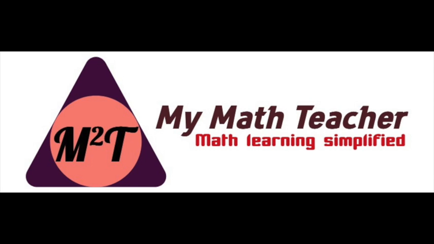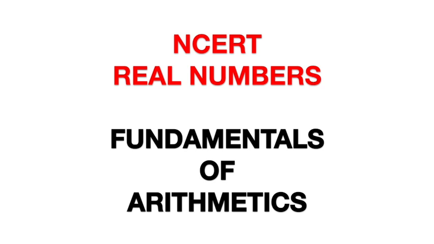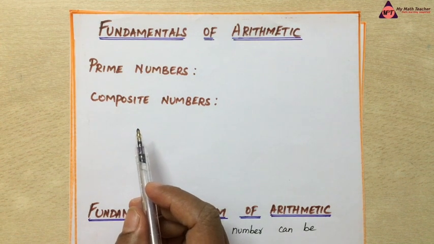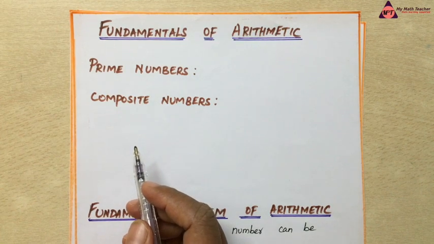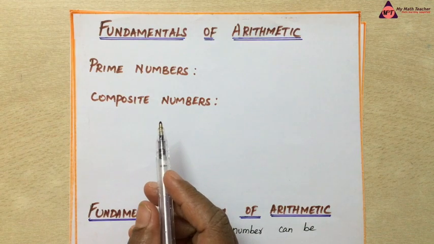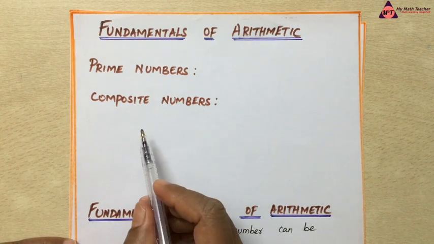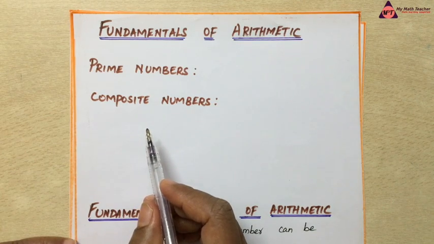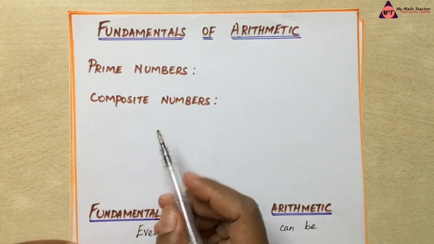In this video, I am going to teach you fundamentals of arithmetic. These simple concepts which we are going to learn will really help us to solve this exercise, which is 1.2. What is a prime number? A number which can be divided by 1 and the number itself is called a prime number. Now, as we already know, 1 is neither prime nor composite. So, prime numbers start from number 2.